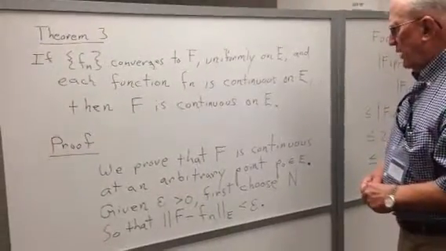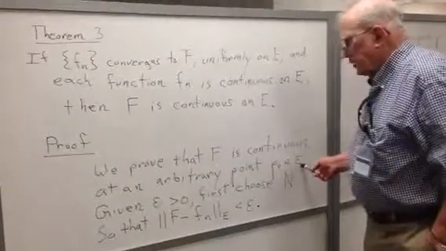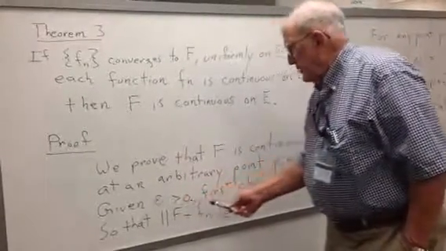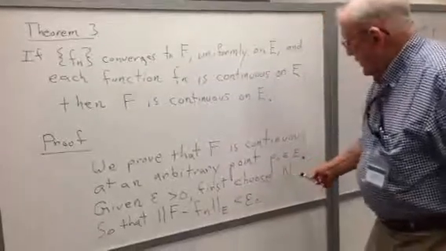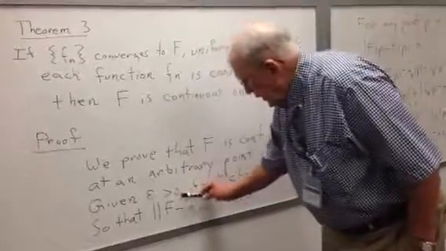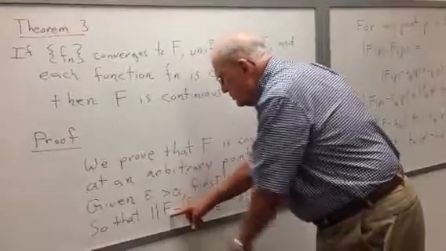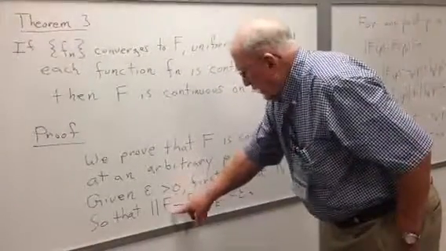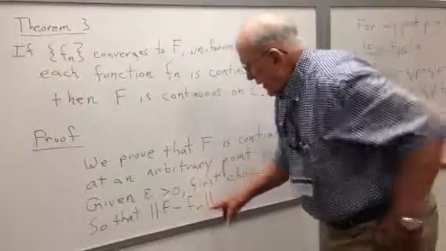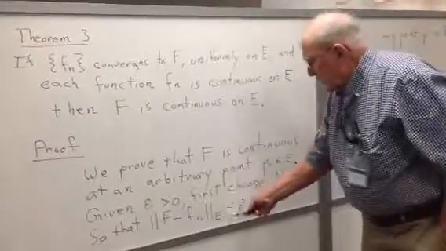We will prove that F is continuous at an arbitrary point P naught belonging to E. In order to do that, there will be a given epsilon greater than 0, and we'll first choose a number capital N so that the norm of F minus F sub n, that norm is the distance between the convergent function capital F and the sequence of functions f sub n, which we call the norm on E, is going to be less than epsilon.